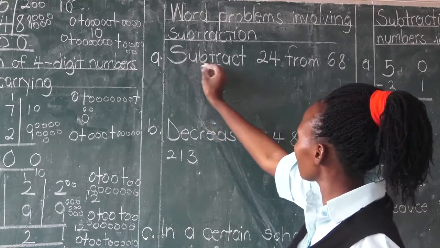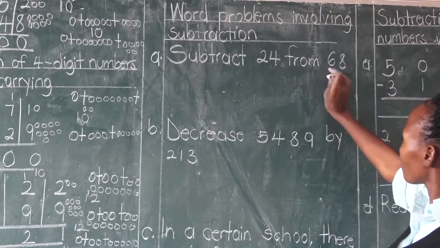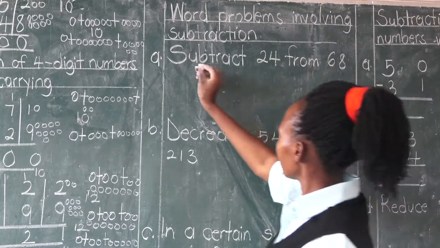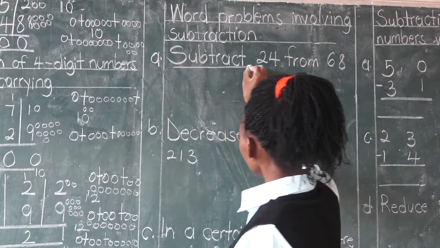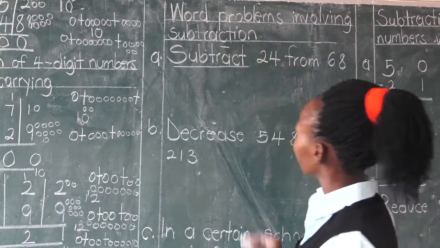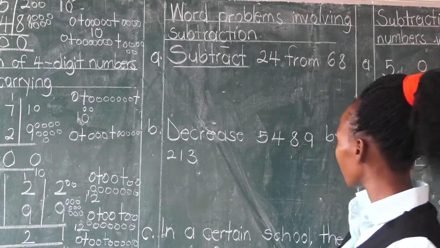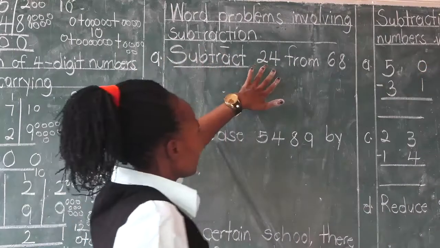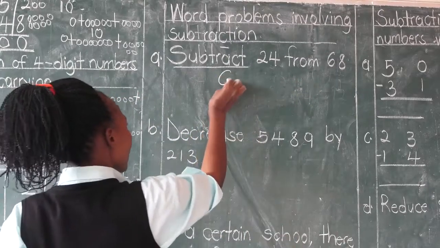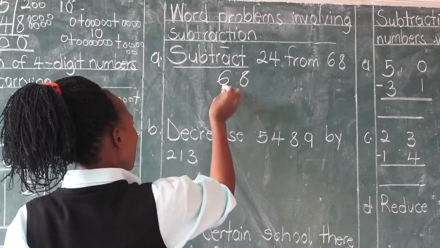Then we have here subtract 24 from 68. And what is our keyword? That is subtract. And I told you, you are free to put the symbol up if you don't want to forget. Okay? Then here we have 24 from 68, meaning that we are going to start with 68. We take away 24 from it.